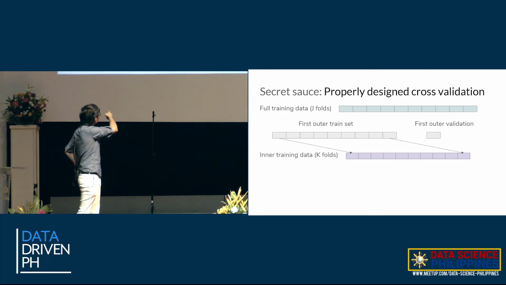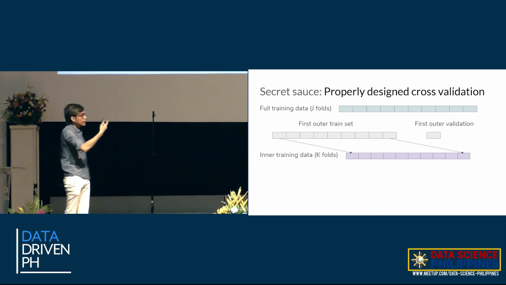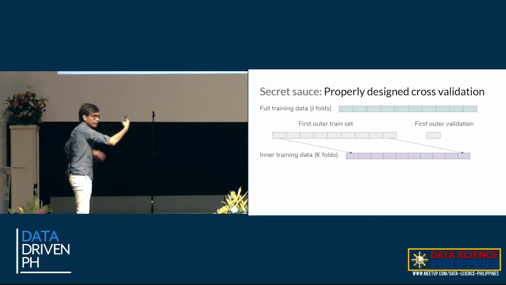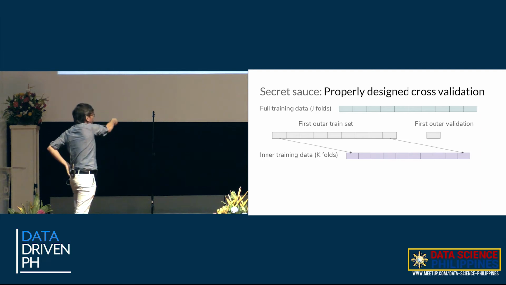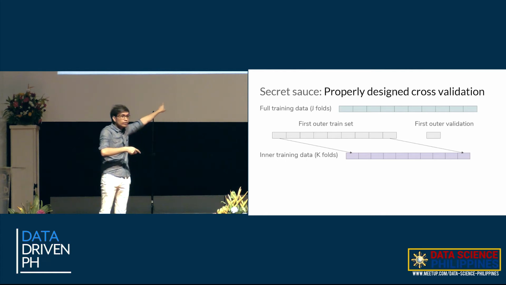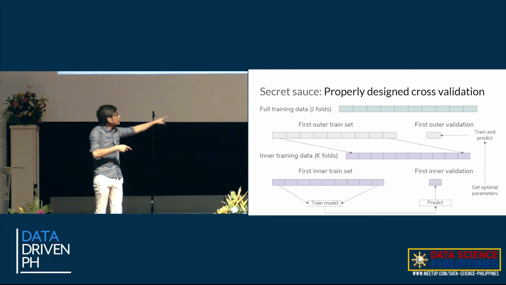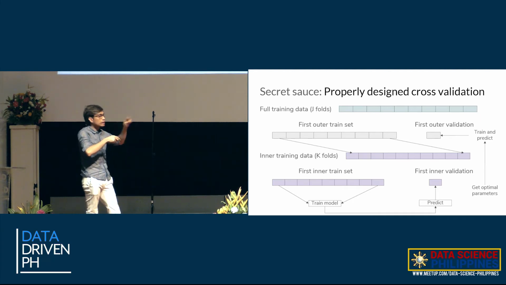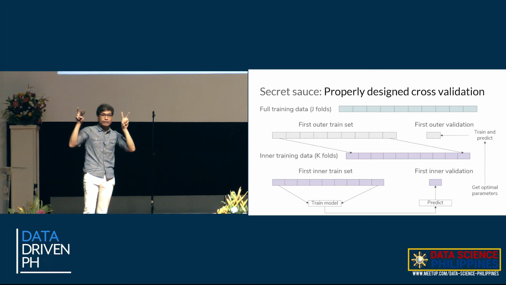Then after you have that, you perform the standard cross-validation technique. So you have the k-fold cross-validation, you take the k-1 folds, you train the model, you predict the first inner validation fold, then you do that for all other folds. The difference here is that you use the inner cross-validation to optimize the model, but you look at the first outer validation data as your synthetic test data set.